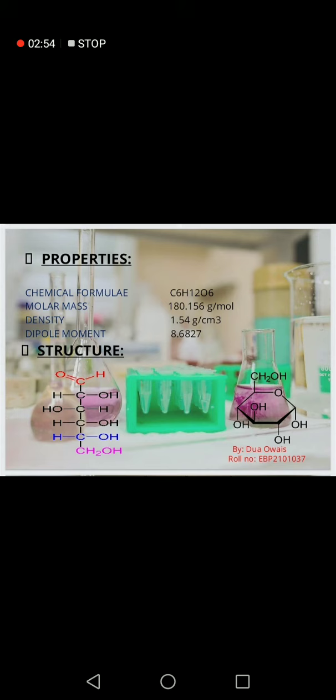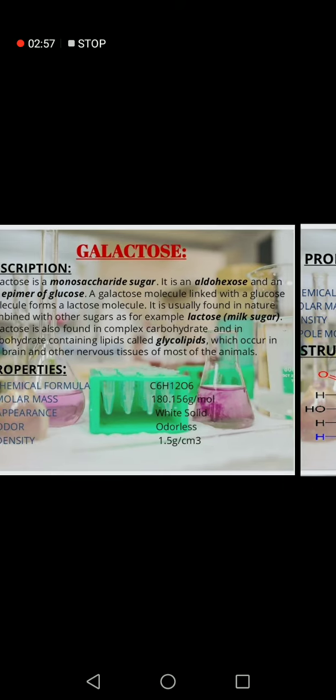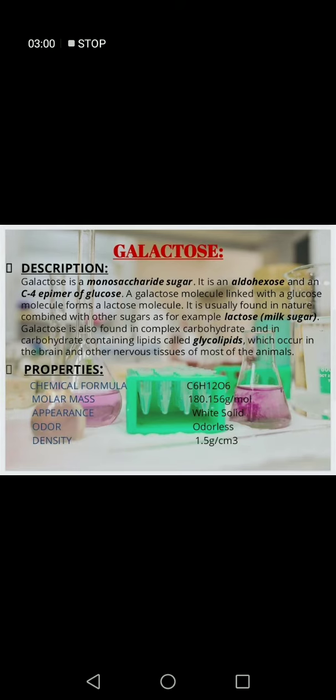Now we move forward and look into the introduction and description of galactose. Galactose is a monosaccharide sugar. It means it is also the simplest kind of sugar which cannot be further hydrolyzed. Galactose is also an aldohexose sugar. It contains 6 carbon atoms attached to an aldehyde group.